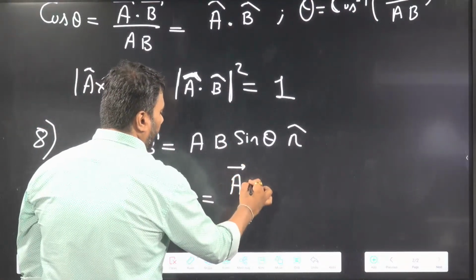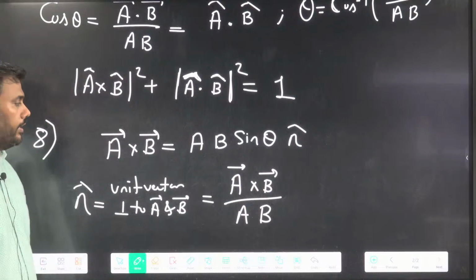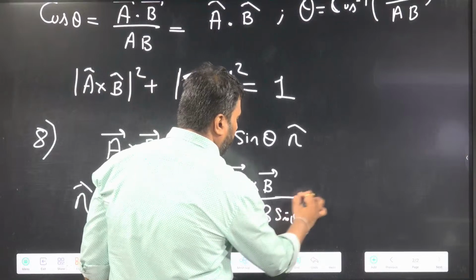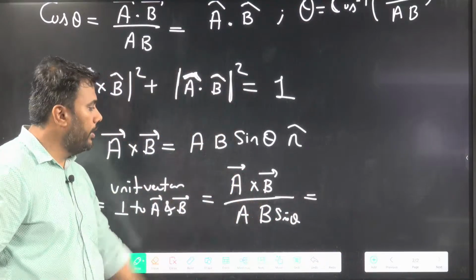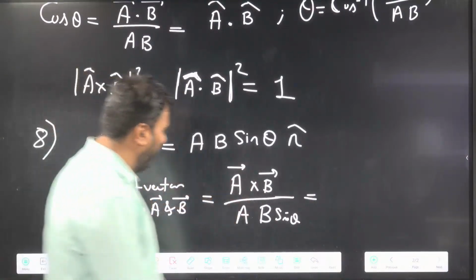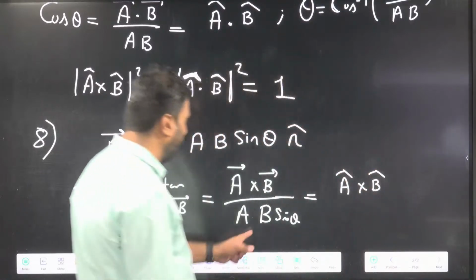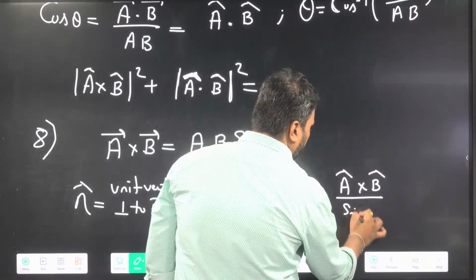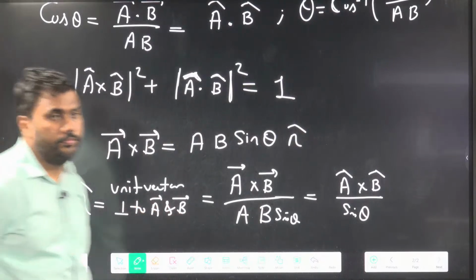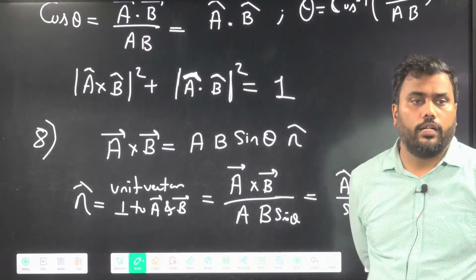We can write A vector cross B vector upon AB sine theta. If you divide A vector and B vector by A and B, this is A cap cross B cap divided by sine theta. This gives you the unit vector perpendicular to both A and B. So we can find a unit vector which is perpendicular to both A and B using the cross product.